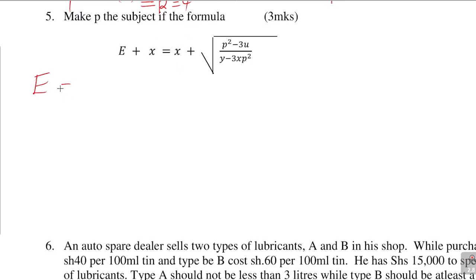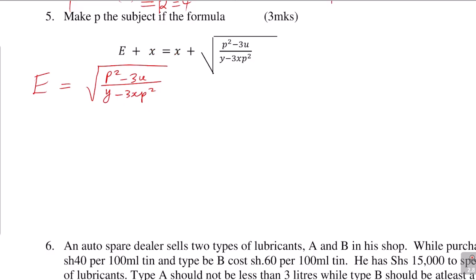E is equal to, so this one will give the root of (p squared minus 3u) divided by (y minus 3x p squared). That is when you subtract. You can see you have x from the left hand side and you have x from the right hand side. When you subtract it from both sides, this is what you're going to remain with.